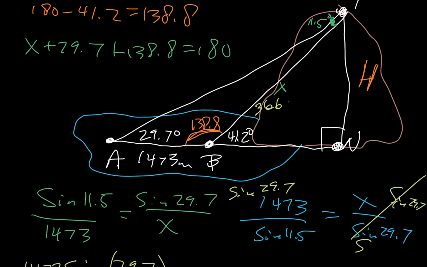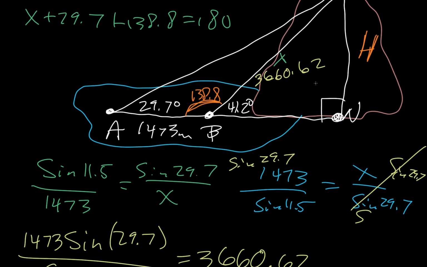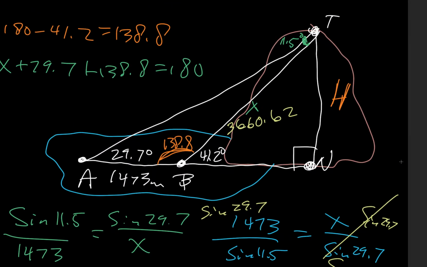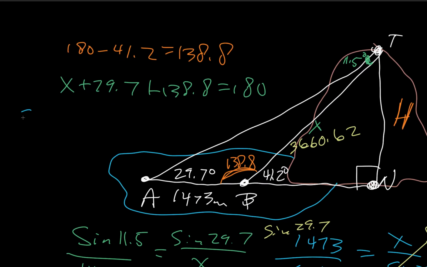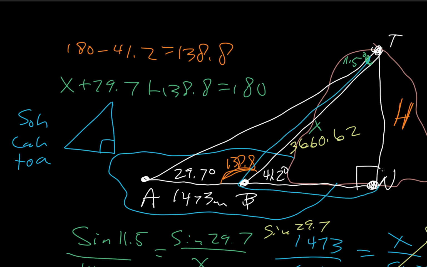So 3660.62 is the length of this. And what we're going to do now is just use some right angle trig. So if we, let's see, I don't really have any room, but let's try it over here. So if we're looking at SOHCAHTOA, we're looking just at this triangle. So I'm going to redraw it. So we're just talking about this little triangle right here.